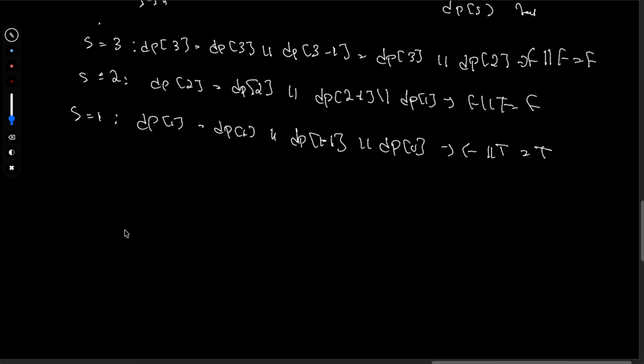So the DP array updates like this: T, F, false, false, and T, okay. So sum 1 is possible by taking stone 1, sum 2 or 3 is not possible yet, okay. So that's how we can solve this, okay. We cannot write the full code now.